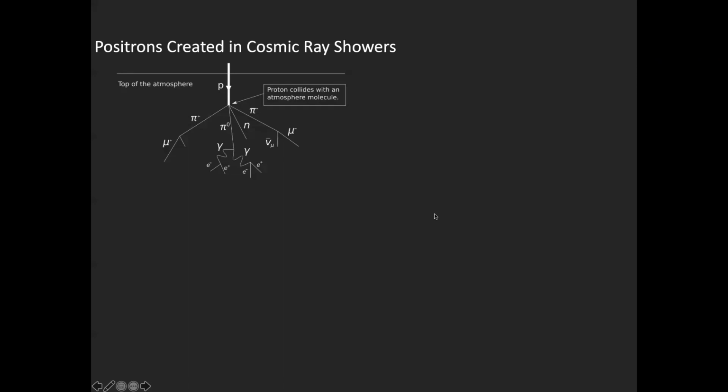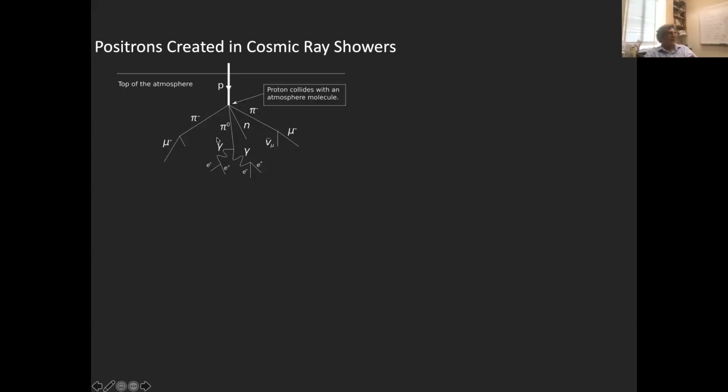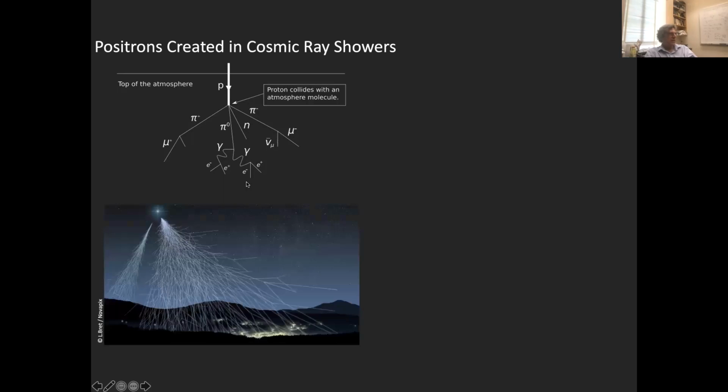Okay, so it's created in cosmic ray showers. You maybe know about cosmic ray showers. The energetic proton hits the atmosphere, and decays into a bunch of subatomic particles, and eventually you get electrons and positrons coming out down here, and that was what he discovered. So here's what a shower would look like conceptually.